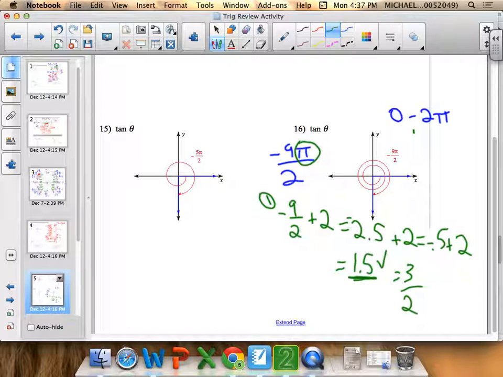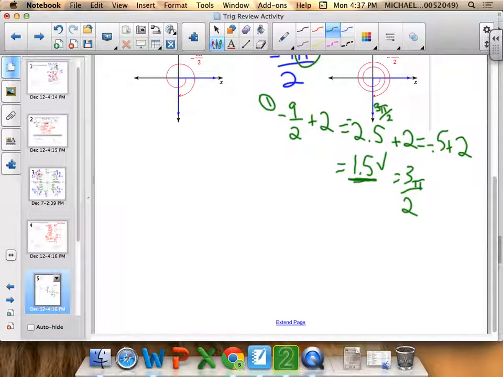This blue angle up here is 3 pi over 2. It's negative 9 pi over 2, but it's also 3 pi over 2. So the final answer needs the pi there. So now I'm trying to find, I'll put it up, I guess I'll go below, the tangent of 3 pi over 2. I'm going to reference my unit circle.